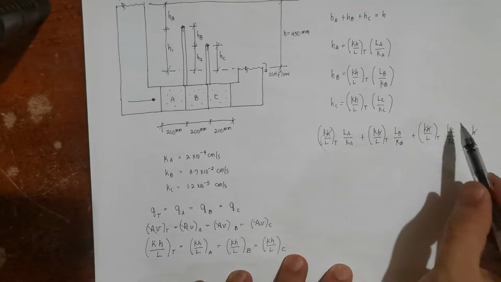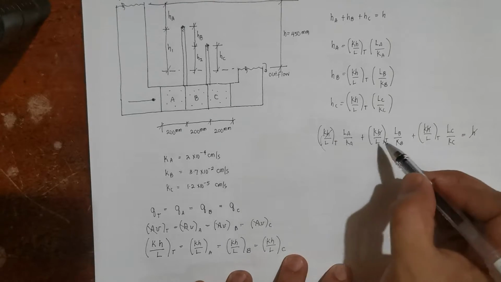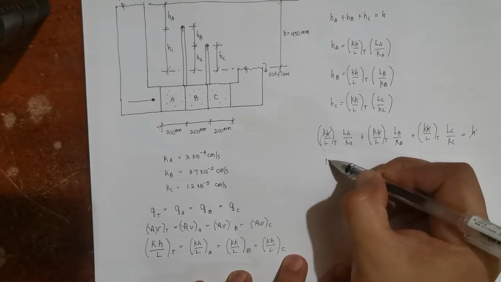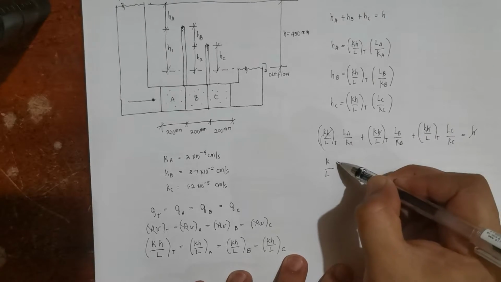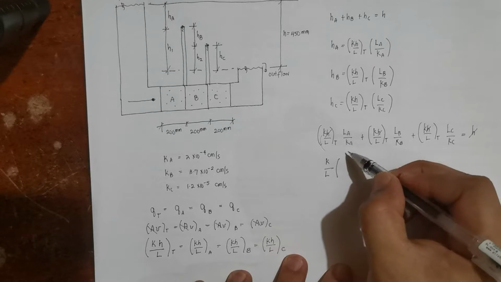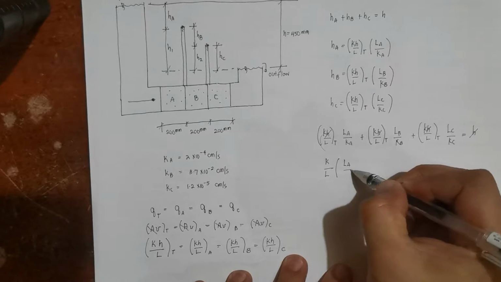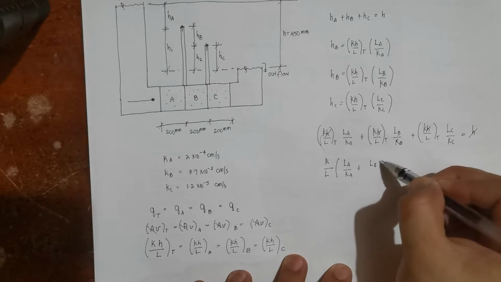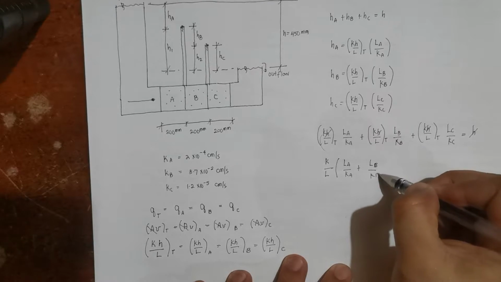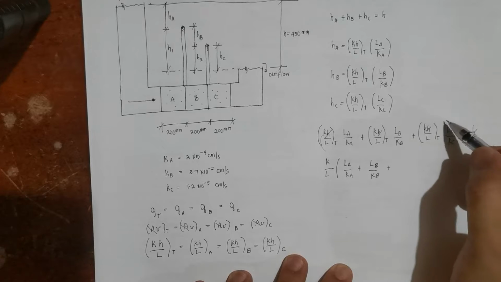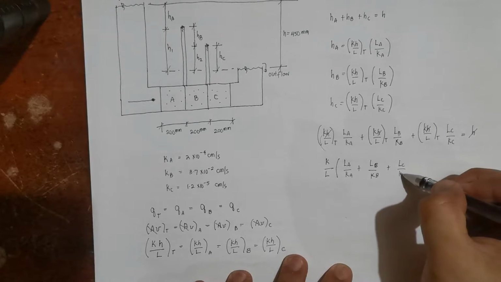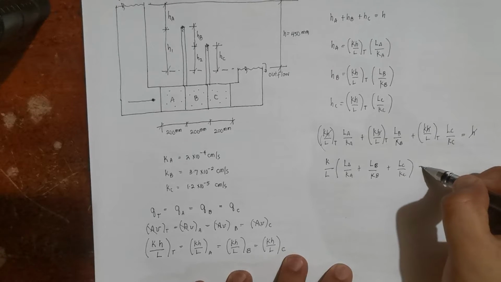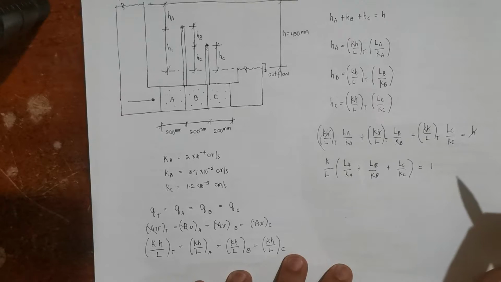In this side of this equation, it has a common term, K over L. So factoring out K over L, natira dito is LA over KA plus, for this term is LB over KB, and then for this term is LC over KC, and that is equivalent to 1.